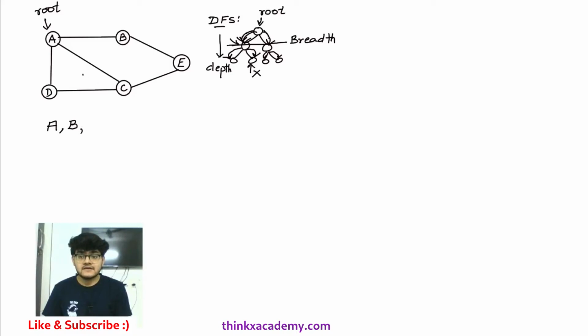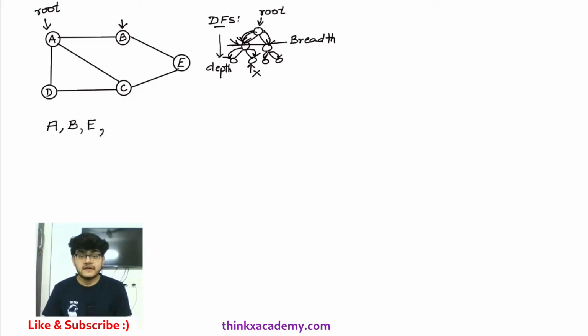Now A is connected to C and D, but we are not going to visit C and D because they are the neighboring nodes. Because we are not doing breadth first, we are not going to explore them. We will now explore B and go inside the depth of this B, right? B is connected to E and A. A is already visited, so we are not going to revisit it. Now we have E here, so we are going to visit E.